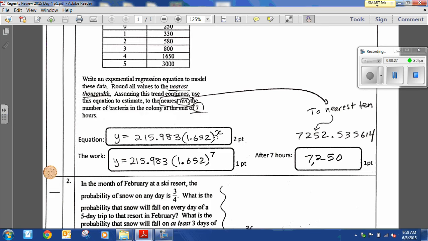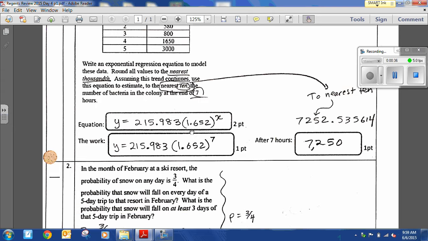So that's the biggest thing that I've noticed. People are not rounding correctly. Thousandth is to the 3 decimal places. Another thing, some students are writing down y equals ab to the x. The Regents doesn't care about ab to the x. They want to see the number times the number to the x power.